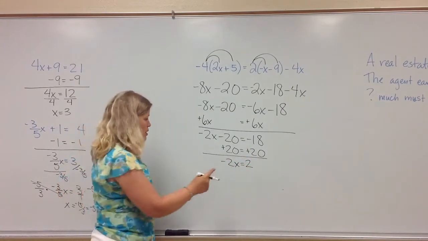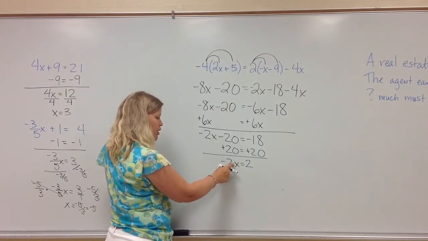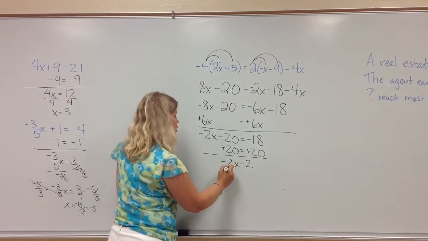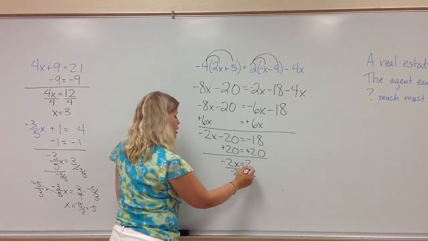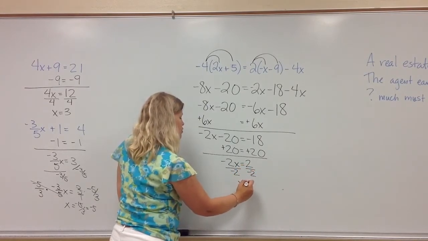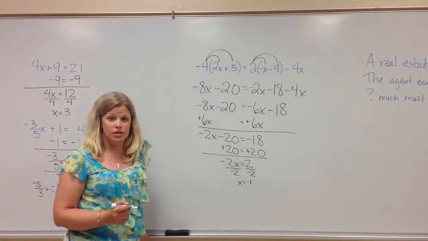Now, what do we do to get the x by itself? Well, multiplying is going on here, so we need to divide to undo it. What is 2 divided by negative 2? Negative 1, and you're done.